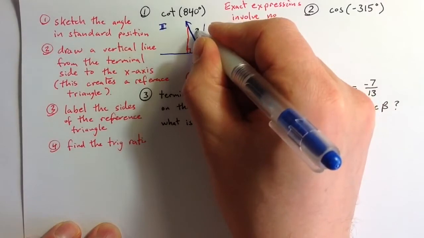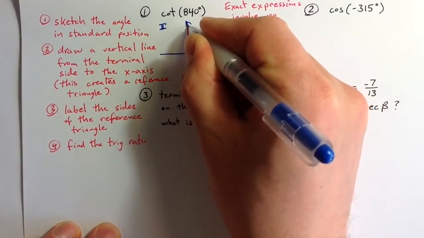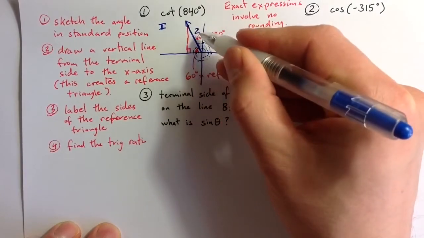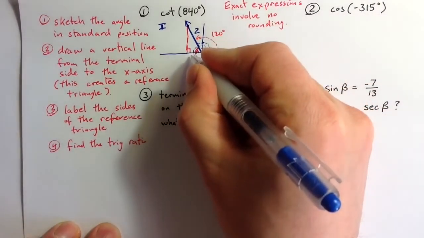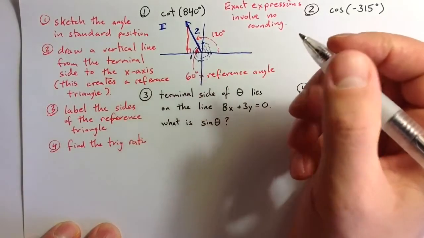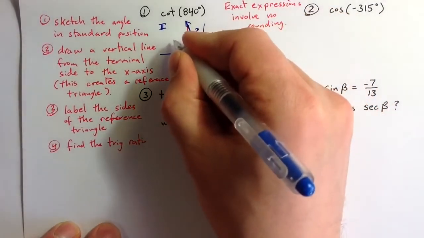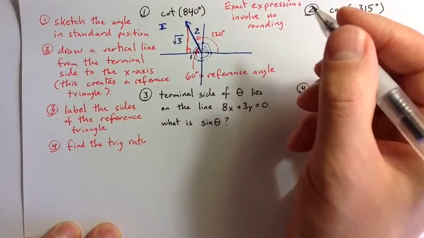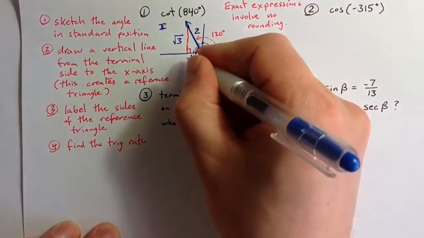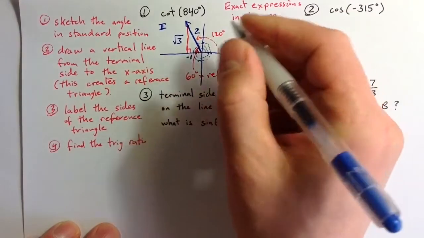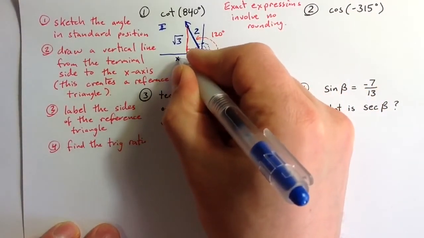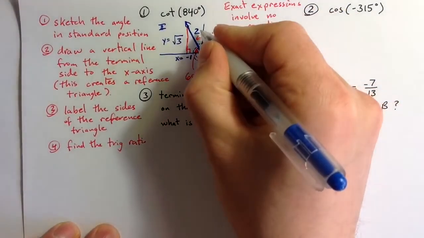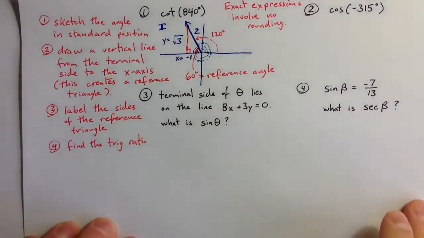And so if I choose the distance to that point where we dropped a vertical line from the terminal side to be 2, that means along the x-axis we get a length of 1, and the value for y is going to be the square root of 3. Of course, I should make a note that the x value, because we're in the second quadrant, is going to be negative 1, and the y value is going to be positive square root of 3. The label for the 2 would be r.